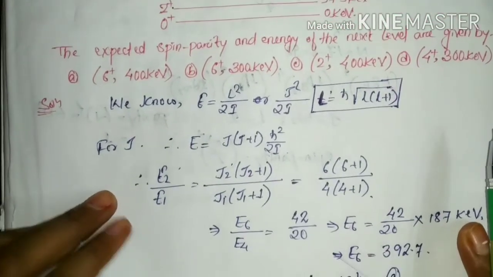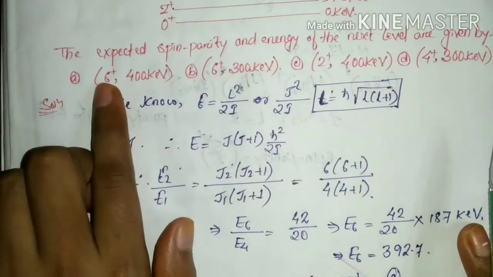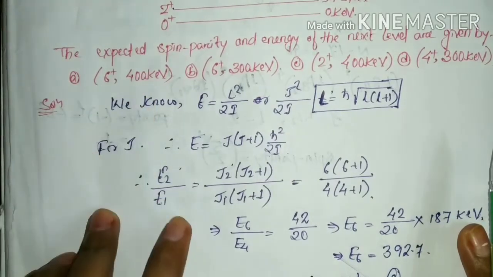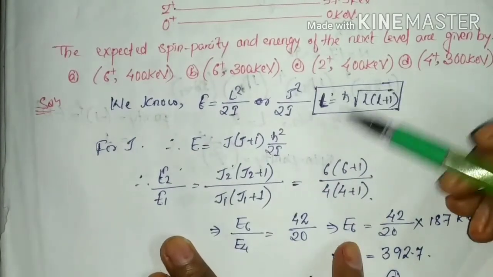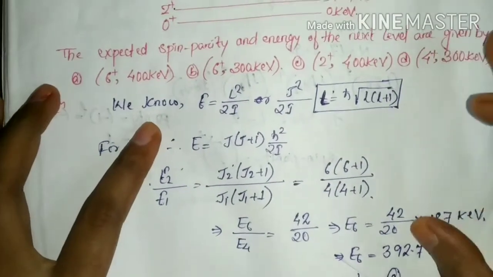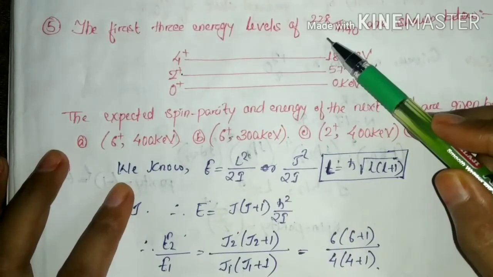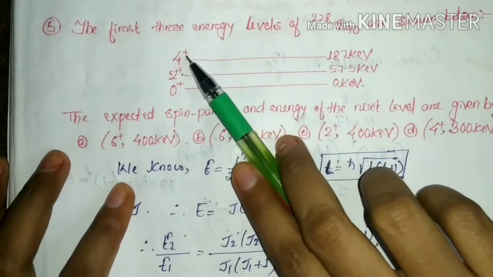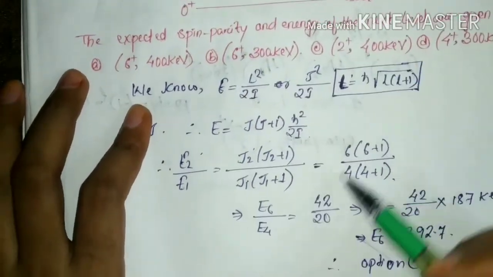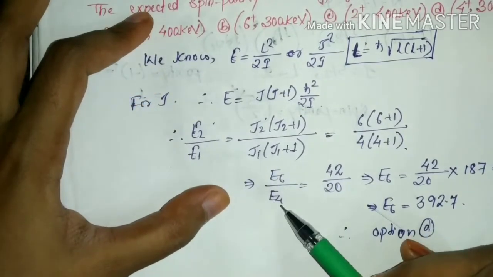Now we will do the ratio, because we were asked to find the spin parity, which we got: it is 6 positive. Now we will find only the energy. For the energy we will take the ratio of one level with the other. Here E2 is E6, the next level, and E1 is this 4 positive spin parity energy level. So we will write E6 by E4.